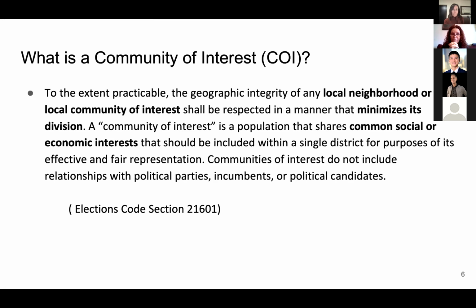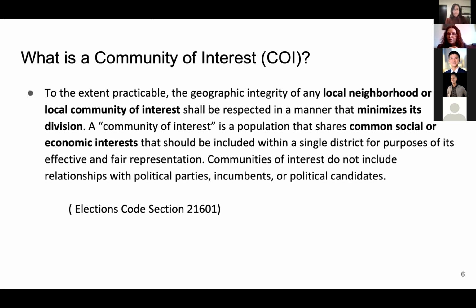That is not what the law says. The law says you are supposed to keep them together and not split them up. So keep that in mind. A community of interest is a population that shares common social or economic interests that should be included within a single district for purposes of its effective and fair representation.